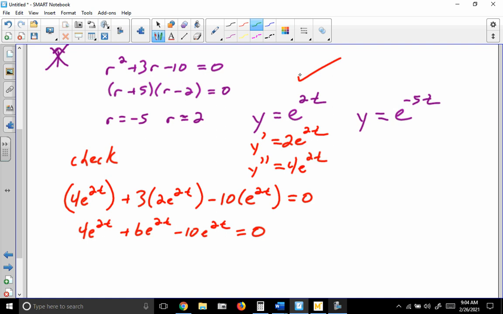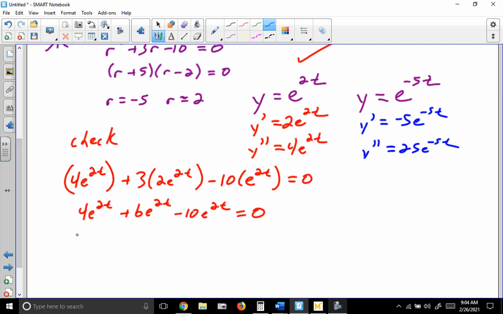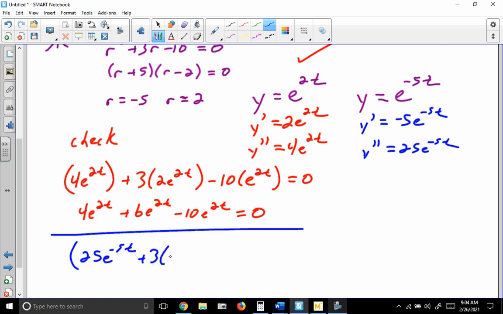Now let's check the other one. Our first derivative here is minus 5e to the minus 5t. Our second derivative is 25e to the minus 5t. So if we substitute that in, our second derivative plus 3 times our first derivative minus 10 times our function. And let's see if that works.